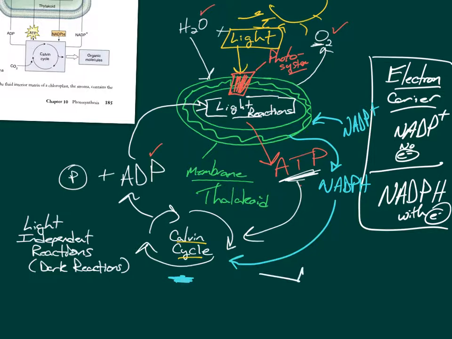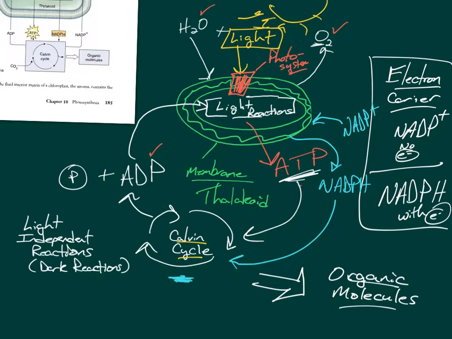By the way, when you say organic molecules, the reason it says organic molecules and not sugar is because it actually produces not a 6-carbon sugar, but a 3-carbon sugar that can then be used to make all kinds of things. It doesn't have to be used for food. It could be used to make cellulose, which is the structural parts of the plant. But that's why we call them organic molecules, okay?